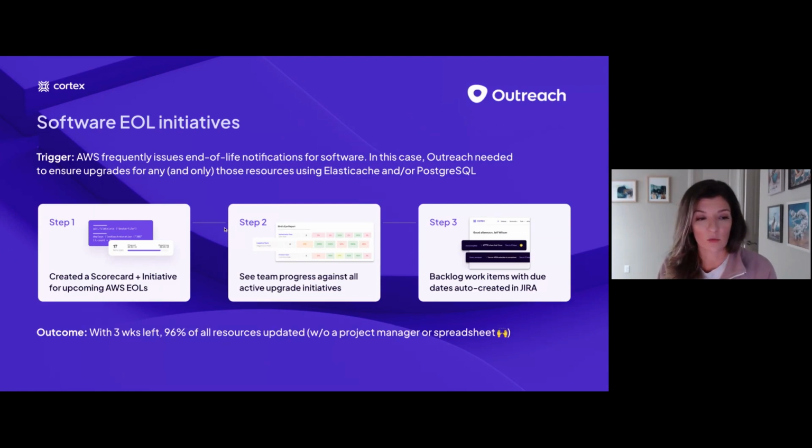The outcome was, with 3 weeks left-ish, I think the deadline for them is October 31st, 96% of their resources have been updated already, without a project manager or a spreadsheet. Again, as I mentioned on the last slide, when I was talking to the TPM about this project at Outreach, she was like, this is probably the number one point, is that I didn't have to go and chase people individually. Again, a very simple thing, but was really hard to do before Cortex.